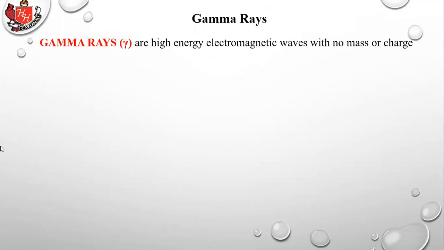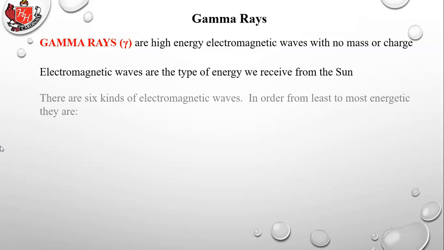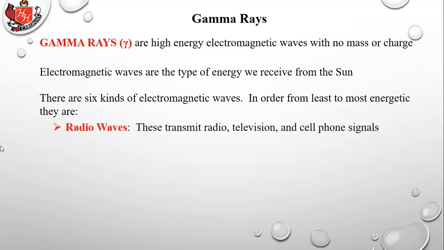Next we have gamma rays, and gamma rays are high energy electromagnetic waves. They're not particles, so they don't have mass and they don't have charge. Electromagnetic waves are the type of energy that we receive from the sun. And there are 6 kinds of electromagnetic waves. In order from least to most energetic, they are radio waves. These transmit radio, television, and cell phone signals. Infrared waves. These carry heat.